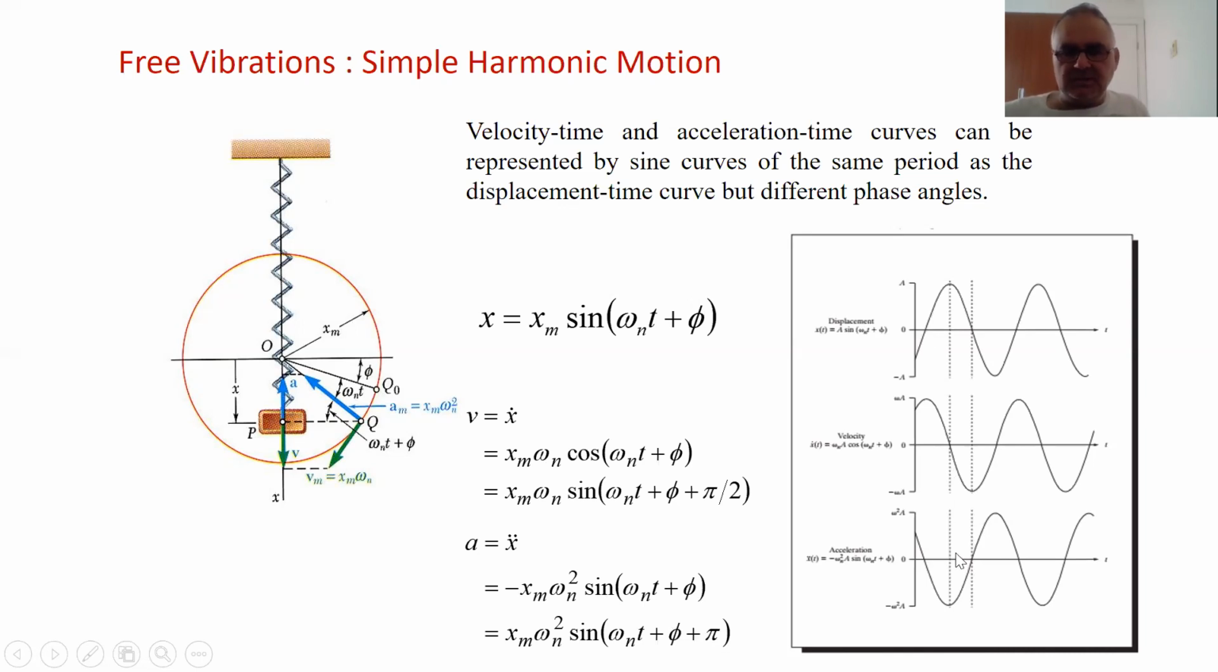As you see, displacement, velocity, and acceleration are quite related, and the amplitudes of velocity and acceleration are related as well. For example, if Xm is the amplitude of the position, Xm times omega n is the amplitude of the velocity, and Xm times omega n squared is the amplitude of acceleration. Okay, so much for the undamped system. We will continue with damped systems.